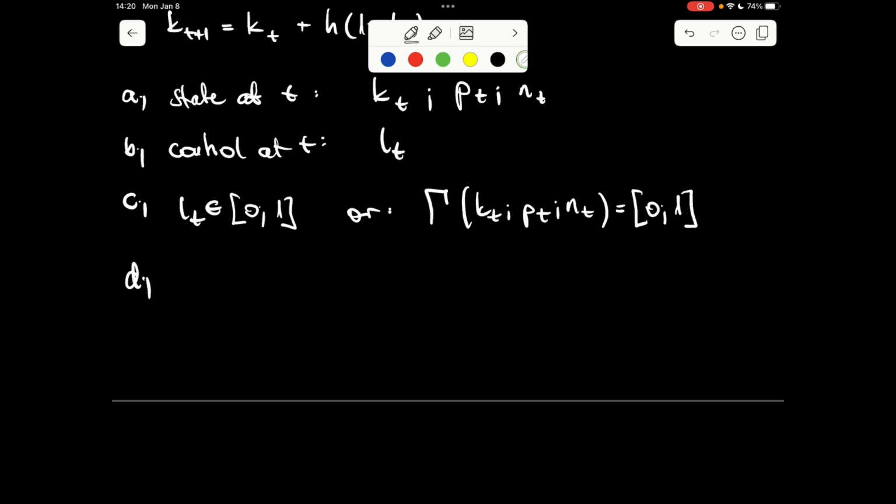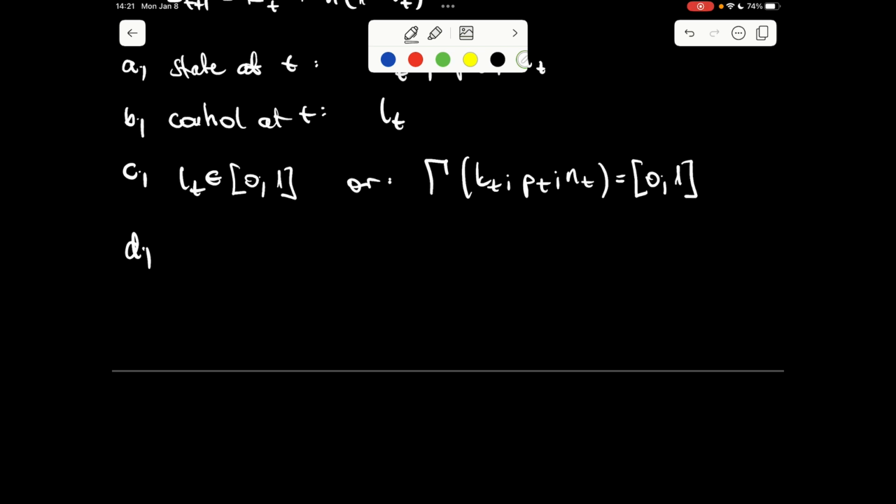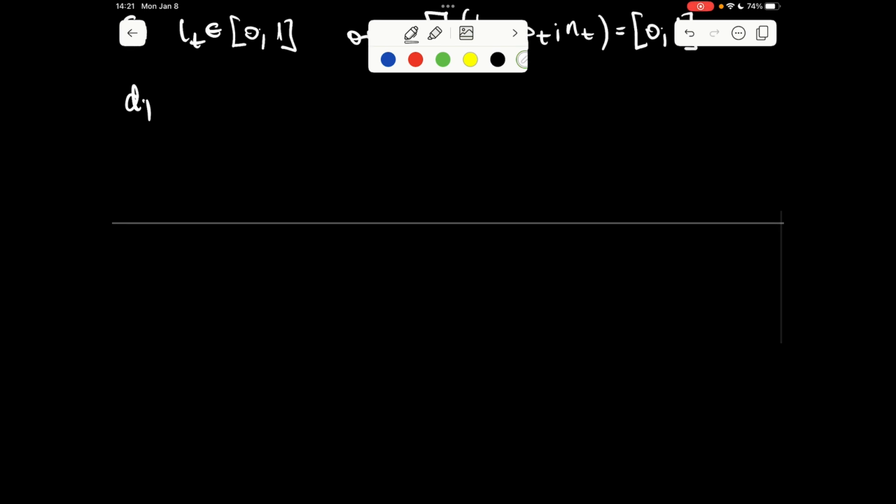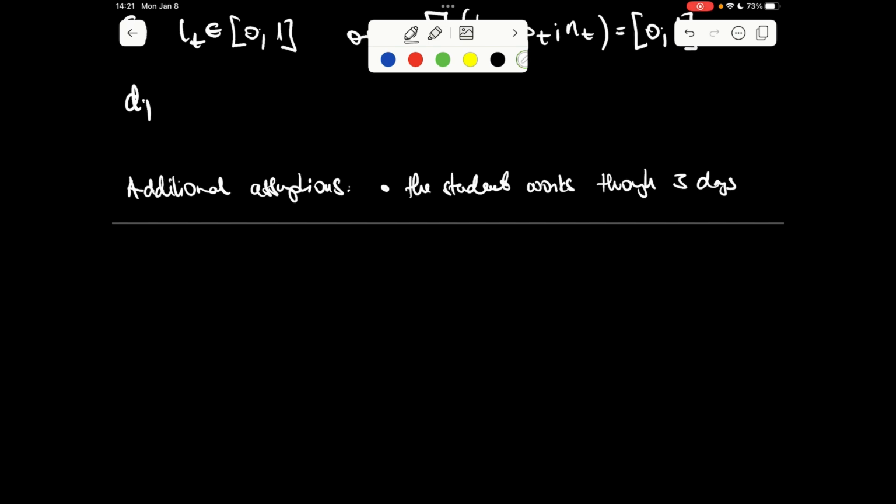So problem D, or part D. What is the Bellman equation of the student on the day of submission, on the day when the homework is due? At this point, we need to clarify some of the assumptions underlying the problem. So what do we need to assume? Let's say additional assumptions. The student works through 3 days on the problem set.